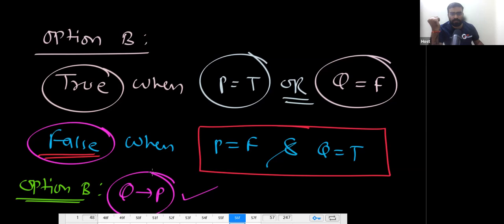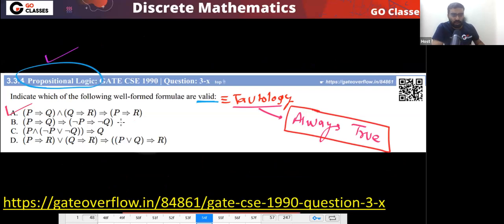Understood? So this option B is basically nothing but Q implies P. Because option B is true when P is true or Q is false. And this option B is false when P is false and Q is true. So you can easily say that this simply means Q implies P. So option B is Q implies P. So this is anyway not valid.